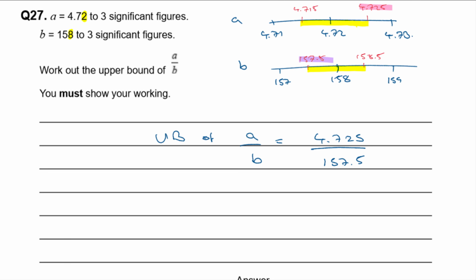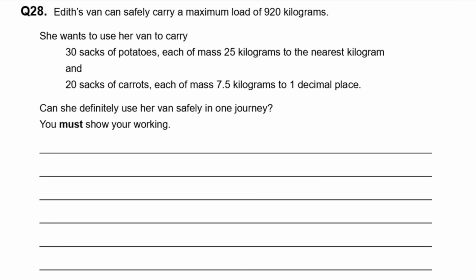4.725 divided by 157.5. Apparently that's 3/100ths, or 0.03. Question 28. Edith's van can safely carry a maximum load of 920 kilograms.